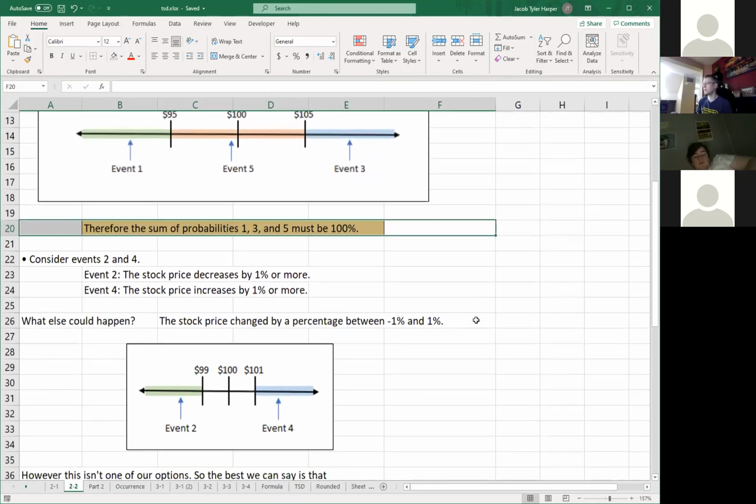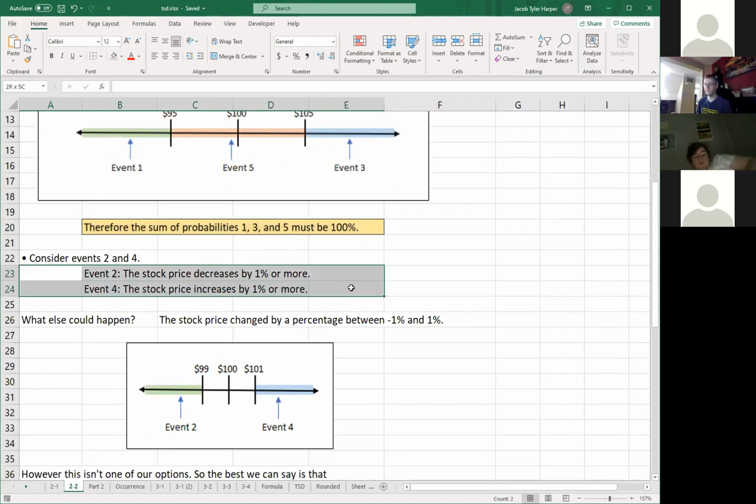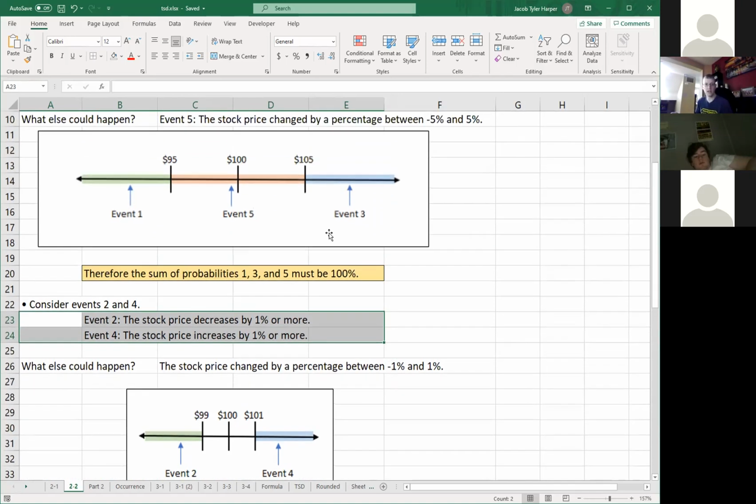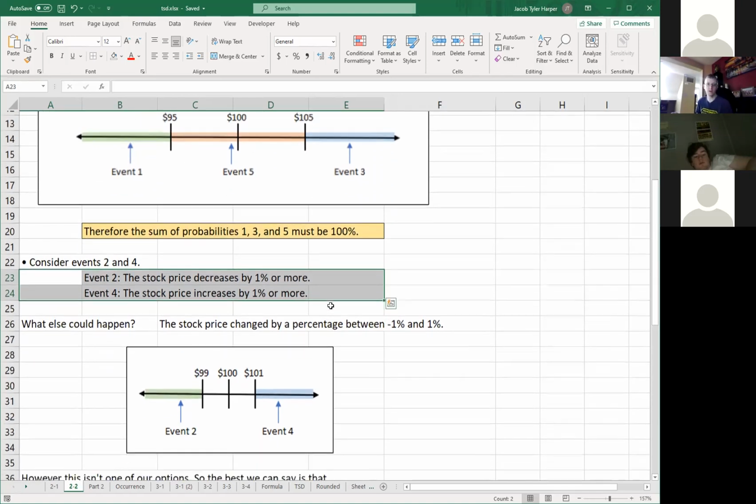Now we could try to play the same game with events 2 and 4, but we kind of run into the same issue, right? It could be the case that it lands somewhere in between, like it doesn't change a lot, or maybe it doesn't change at all. But the stock price changing by a percentage between -1 and +1% is not one of our events. So we can't do this same trick that we did before.